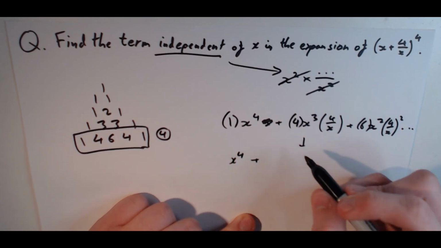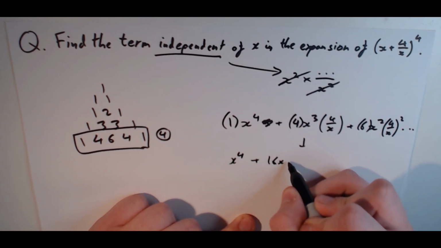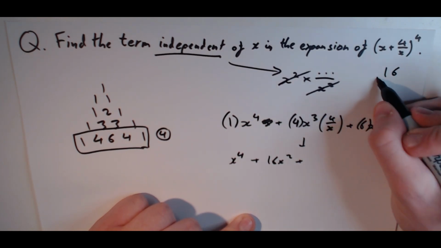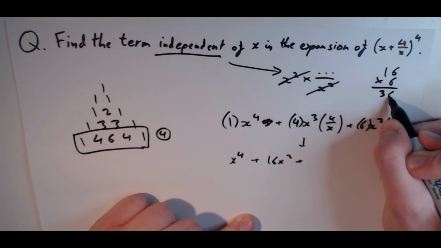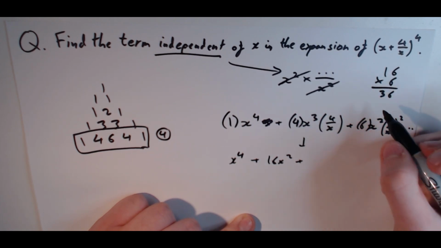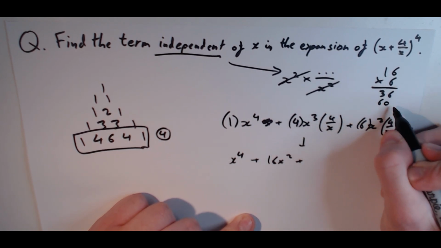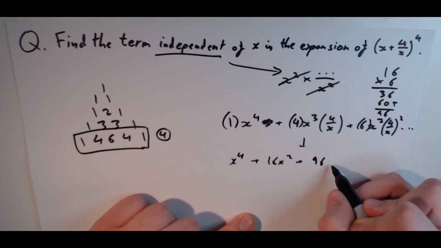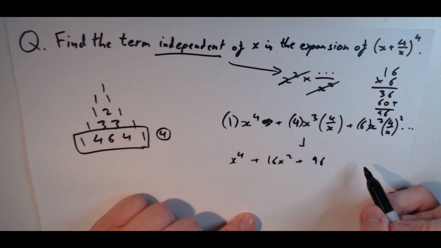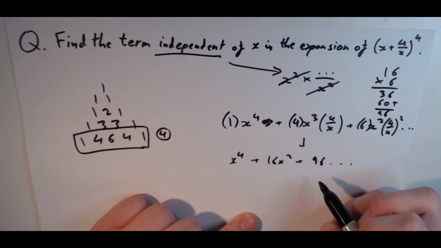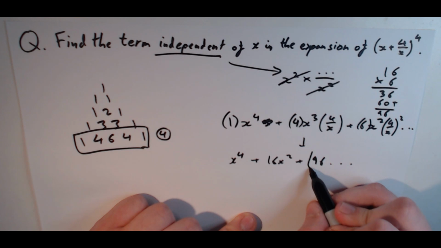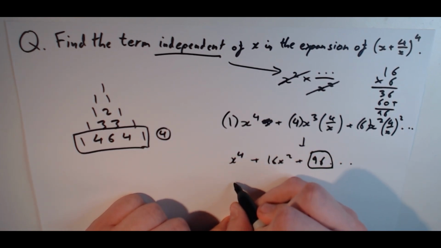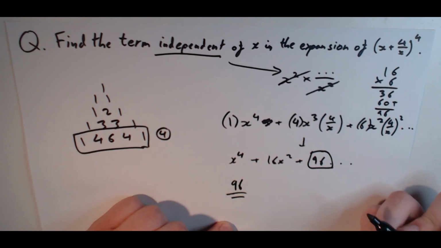So x to the 4, 16x squared, and then 16 times 6, which is 96, and then the x's cancel out, so there's nothing else, dot, dot, dot. The independent term is this one, so we box it, and we say 96 is your answer. There you go.